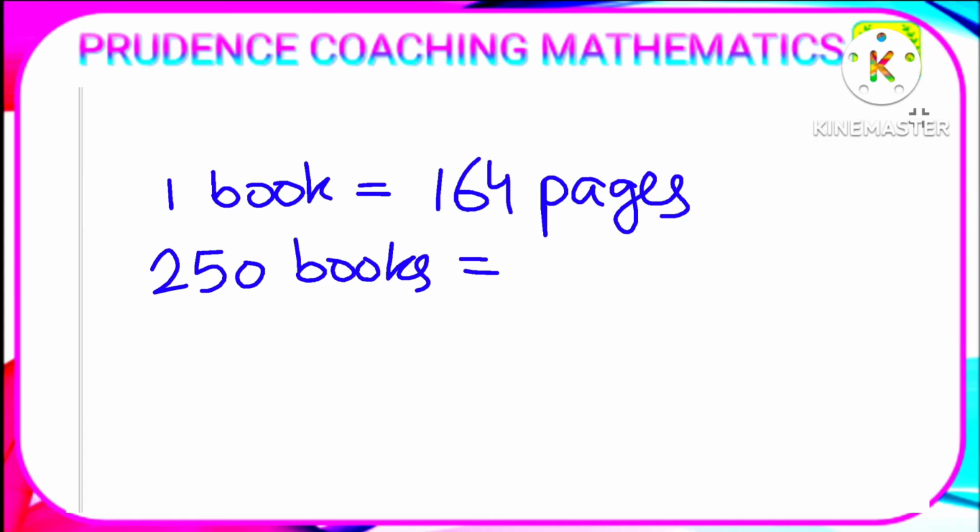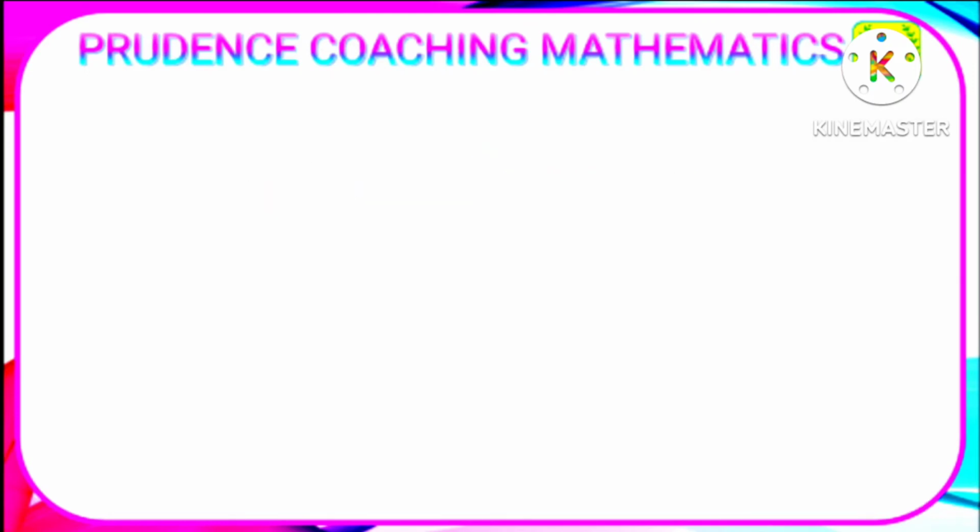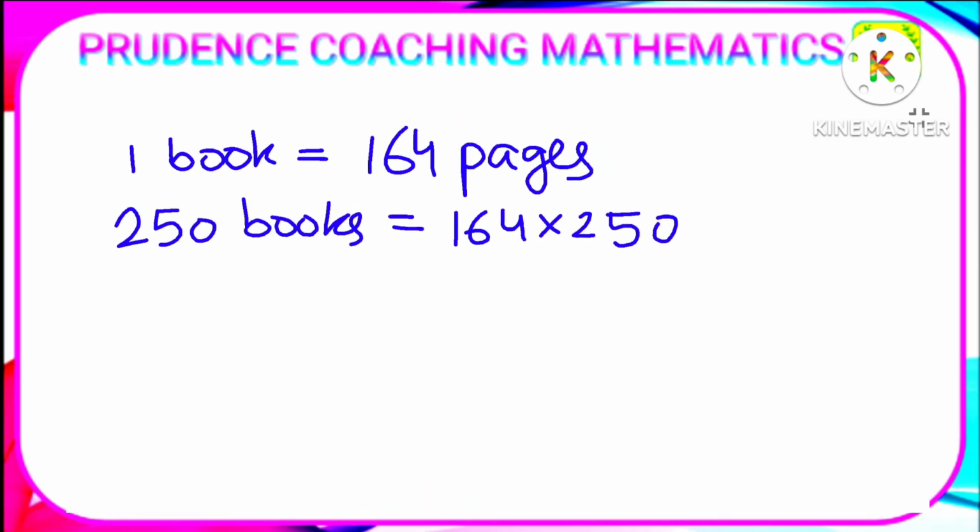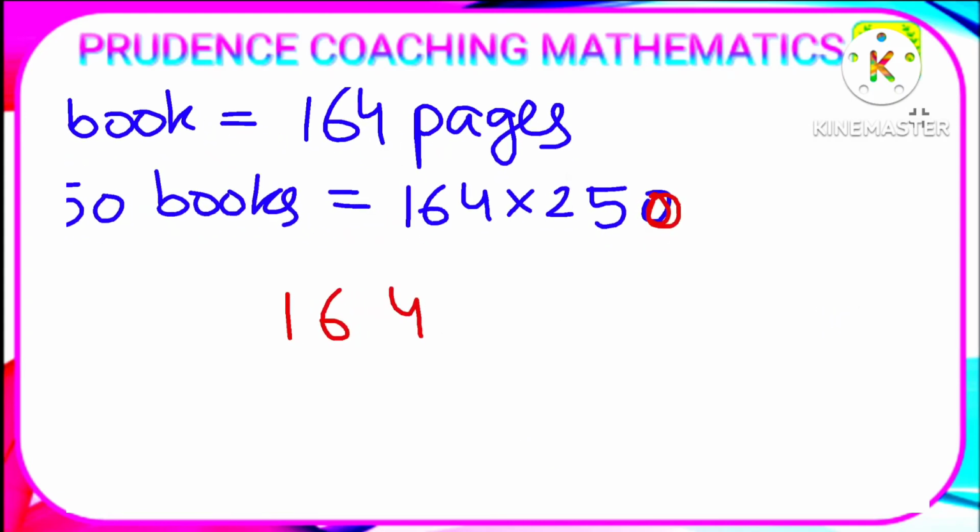So 250 books, if you find out, you will get 164 into 250 pages. So let us multiply. We have 164 multiplied by 250. This 0 we will add afterwards. We will just multiply with 25 first.